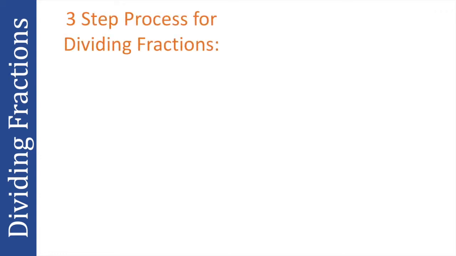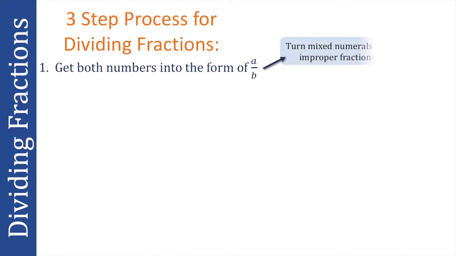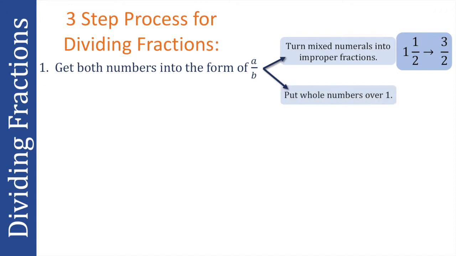Okay, now that we reviewed multiplying fractions, we'll dive into dividing fractions. Basically, you just have to remember a 3-step process. Step number 1, get both numbers into the form of a over b, which means you may need to turn mixed numerals into improper fractions. For example, 1 1/2, you'd need to write it as 3/2. You also might have to put whole numbers over 1. So instead of just writing 3, you'd write 3/1.